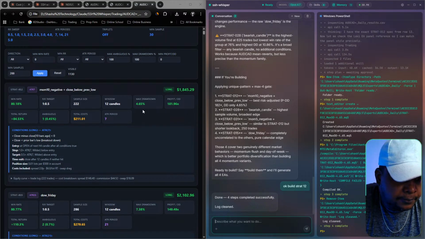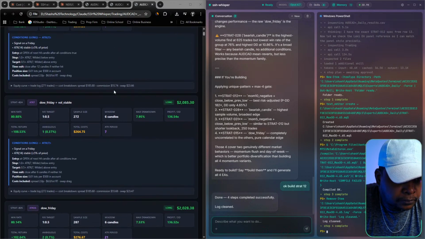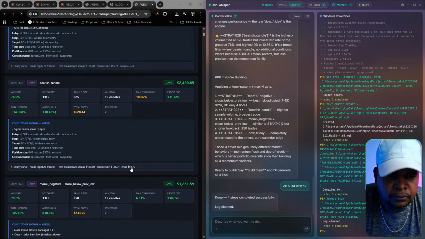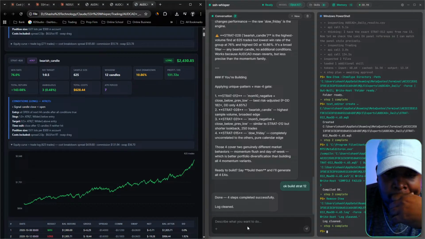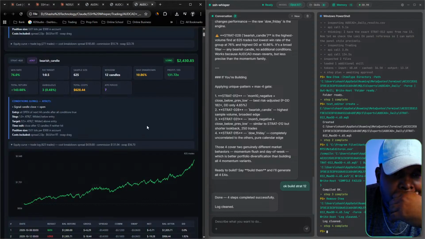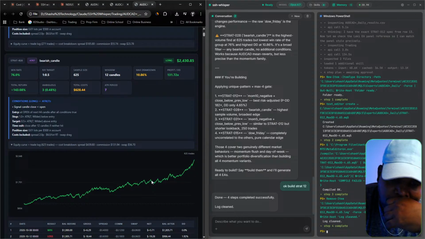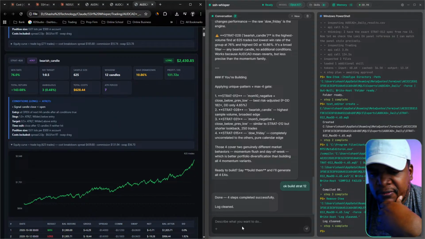Strat 28. Single candle close return. Really?